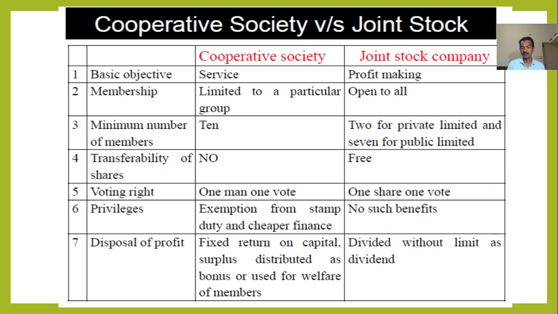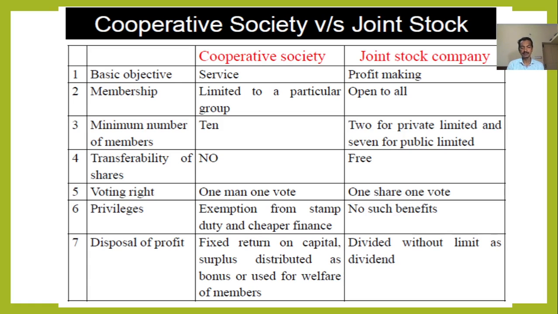Next, privileges. Exemption from stamp duty and cheaper finance. The restrictions by the government are there. But here, no such benefits are there. There is a huge restriction in joint stock company because these are public companies. Therefore, public or private, the investment is by the public. Therefore, restriction is also more in case of joint stock companies.